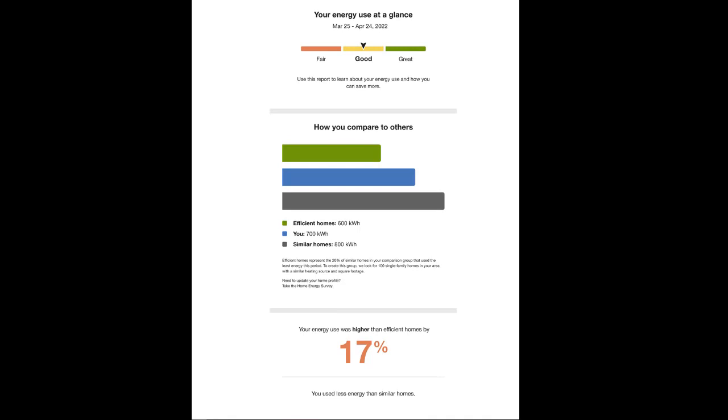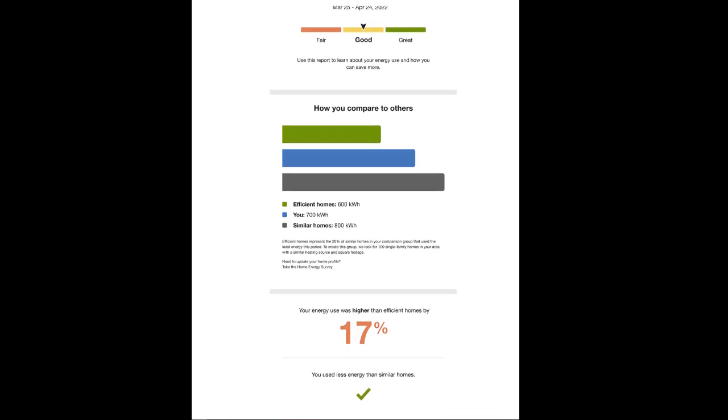The 3-bar neighbor comparison in the main insight module uses a horizontal bar graph to compare the customer to efficient homes and similar homes. This module also contains an insight statement indicating where the customer falls into one of 3 states: great, good, or using more than average.